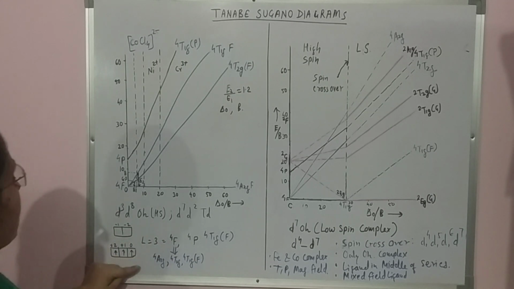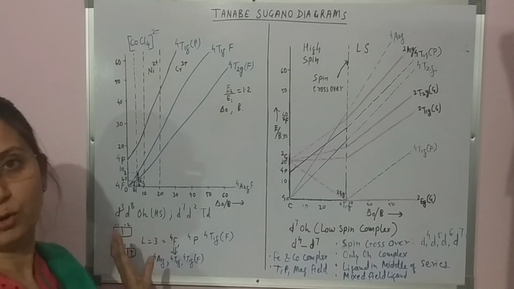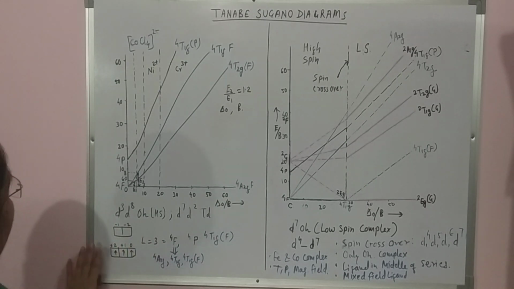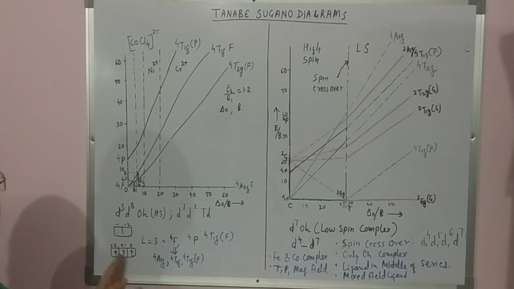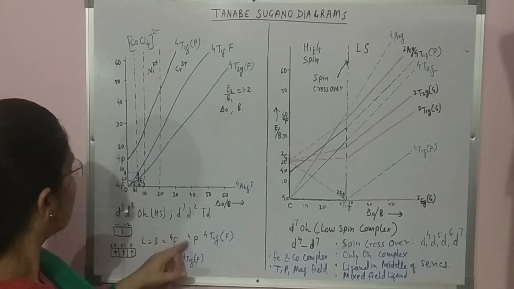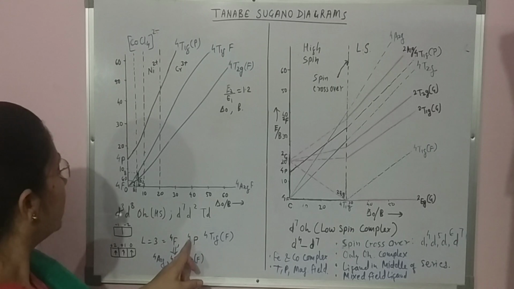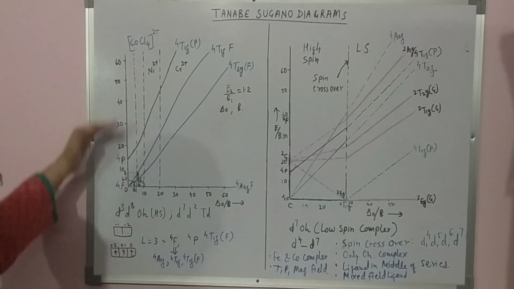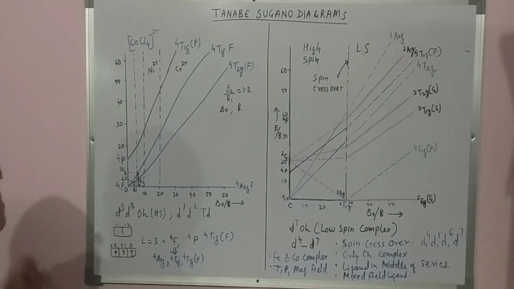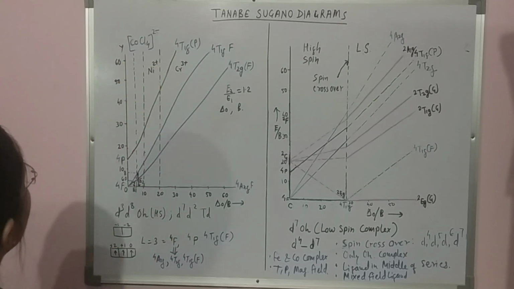And since there are 3 unpaired electrons, for the multiplicity we can calculate by the formula 2S plus 1. If for 1 electron the spin is half, then for 3 it will be 3/2. So by taking that formula, the multiplicity will come as 4F. So 4F is the ground state term, and another term possible is 4P. So the two terms are given here on the y-axis.